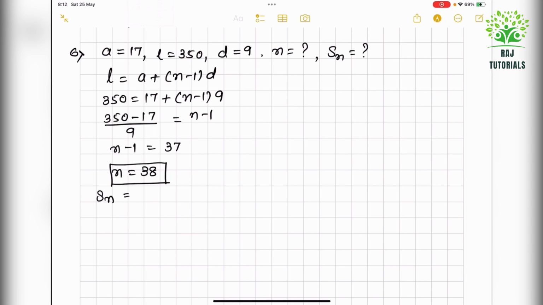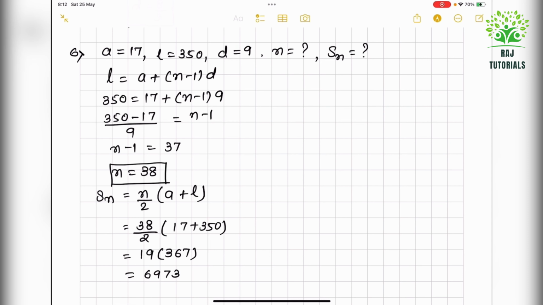So sum Sn equal to n by 2 into (a plus l). 38 by 2 into (17 plus 350). So 38 by 2 will be 19 into 367. So that is coming as 6973.